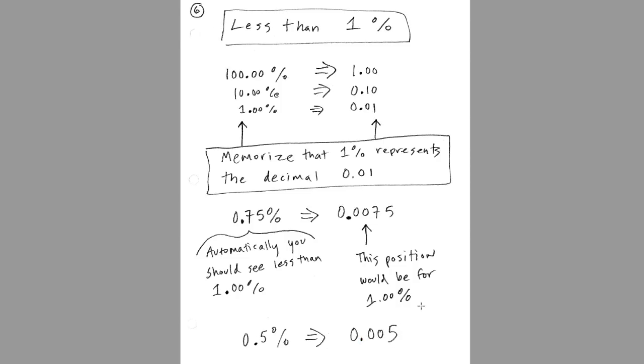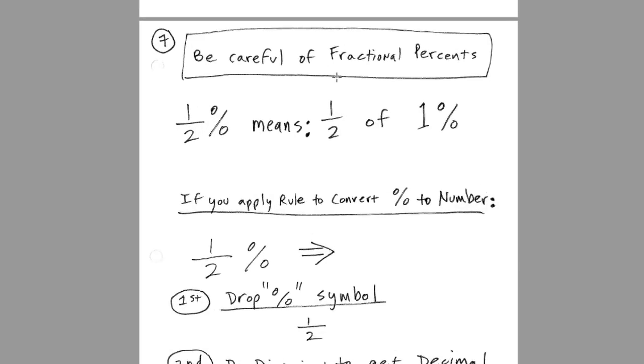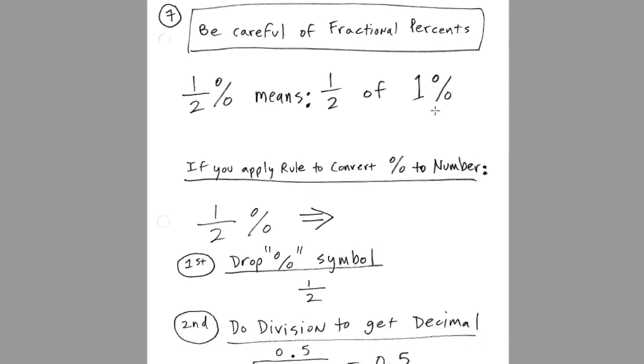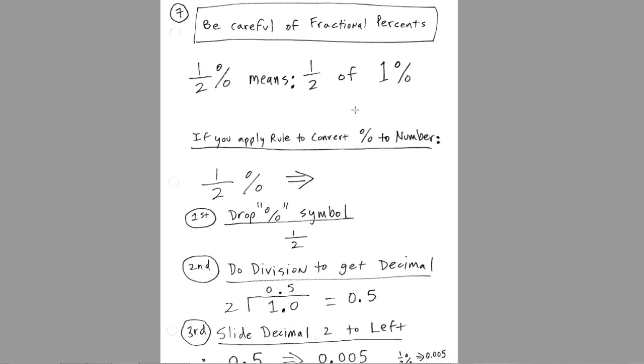All right, next page. This is the killer one. Be careful of fractional percentages. When you see a 0.5%, that means 1/2 of 1%. Now, even if you don't memorize it this way, we can use our rule. If you apply the rule to convert percentages to numbers, well, guess what? We were given a fraction. I actually have to take that fraction and make the division to get the decimal. But if we fully apply our steps, 1/2%, what do?